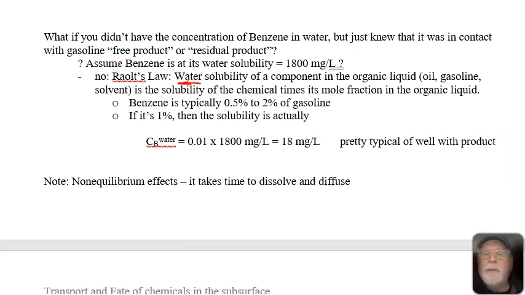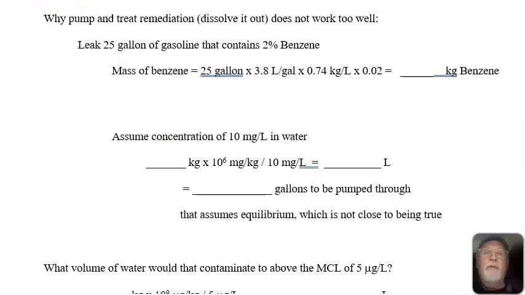So that's pretty typical of a well that has floating gasoline on it or is exposed to drops of gasoline stuck in the soil. Another note is that it actually takes time to dissolve and diffuse out of it. So it's not instantly at its equilibrium concentration. A few more notes on dissolution. Let's say we leak 25 gallons of gasoline and say it has 2% benzene. That doesn't sound like that much, a big leak, 25 gallons.